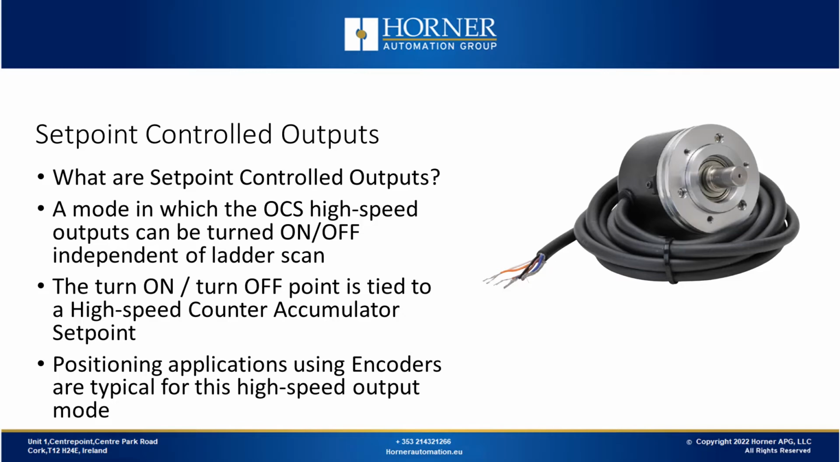Normally, when we turn an output on or off manually in our ladder scan, the point at which we turn that output on could be 5 or 10 milliseconds from when we actually reach that total in our high-speed counter. Whereas if we use a setpoint controlled output, the output is going to turn on exactly at, or within microseconds of, the time we reach that particular value. Let's look at how to configure that.